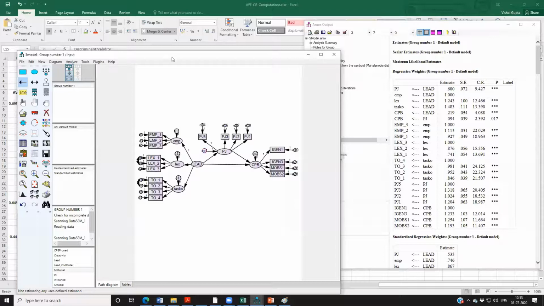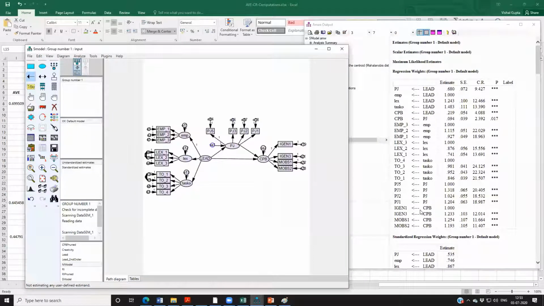Let me tell you one thing that few people were asking earlier on, which is if you have a lot of items, how do you make your CFAs manageable? There is an idea called parceling, item parceling, which is done when you have a lot of items and your CFA model becomes very complex and bulky and difficult for you to manage.